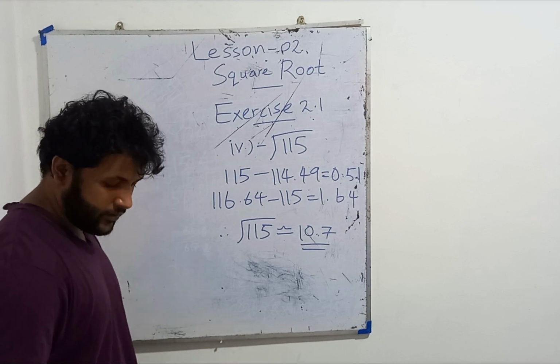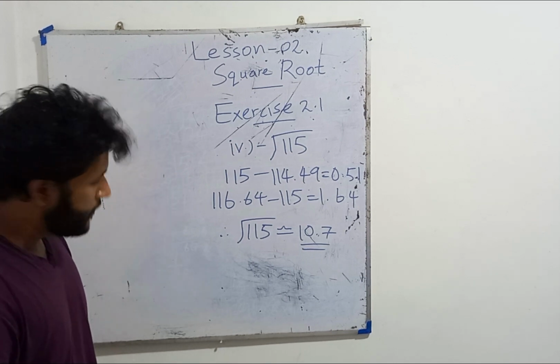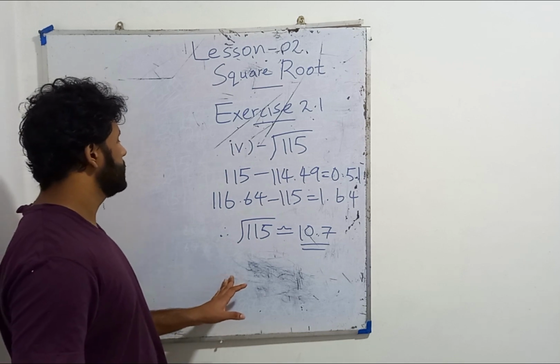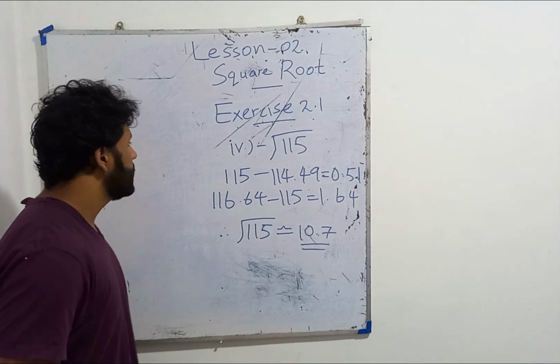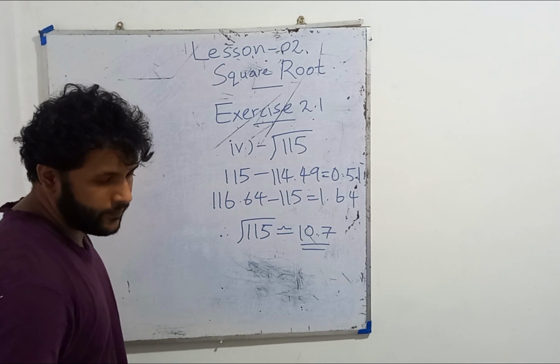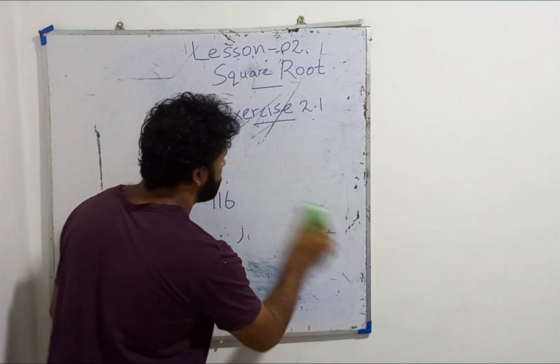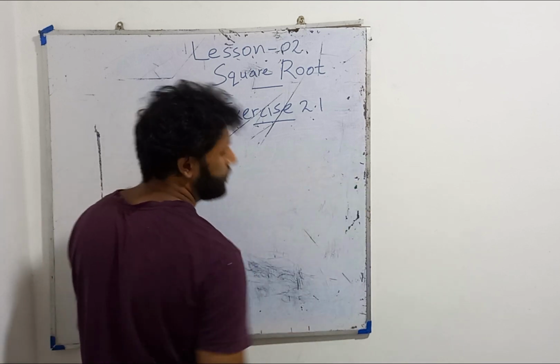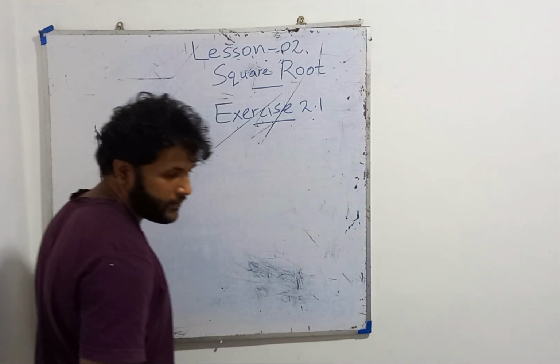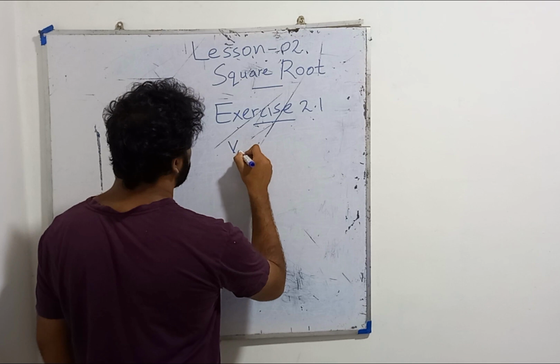First approximation is going to be 10.7, right? I hope this is okay. Now let's go to Roman number 5.